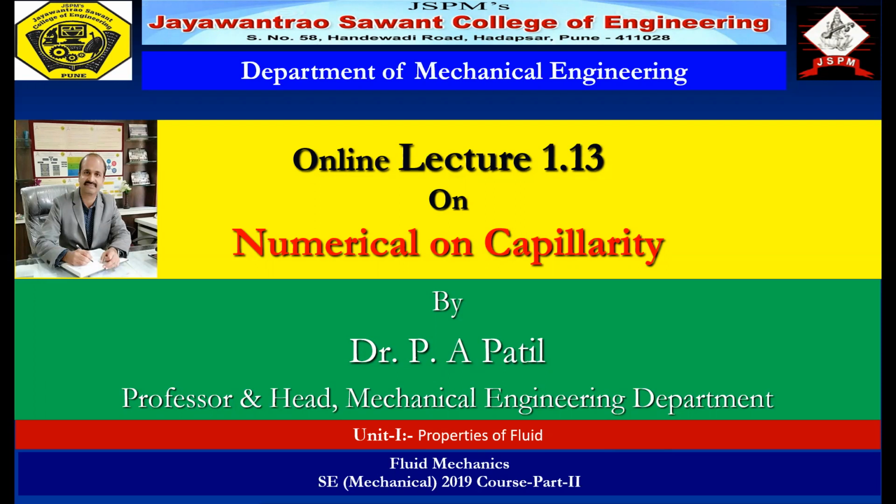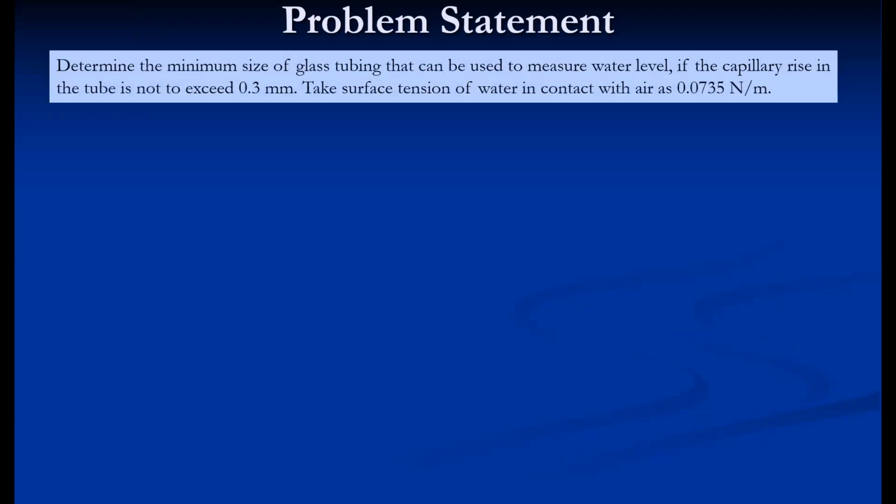h is the capillary rise or depression. Sigma is the surface tension value. Theta is the angle of meniscus. Gamma is the specific weight of the fluid, and d is the diameter of the tube. So these are the parameters you have to memorize. So straight away we go to the numerical part. The theory part we have already covered in the previous lecture.